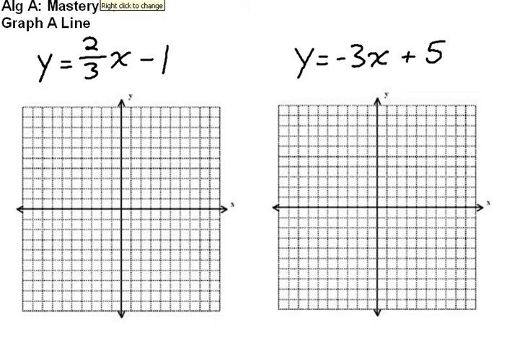So what we're going to be doing here is graphing these two lines. My first one is y equals 2/3 x minus 1, and my second one will be y equals negative 3x plus 5. Now what's amazing about these is they're all in slope-intercept form. Slope-intercept form looks like y equals mx plus b.